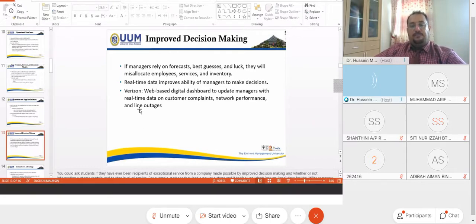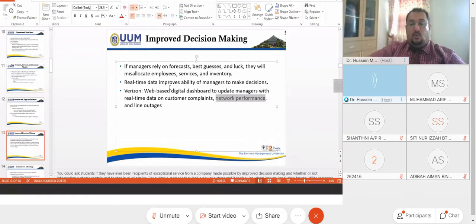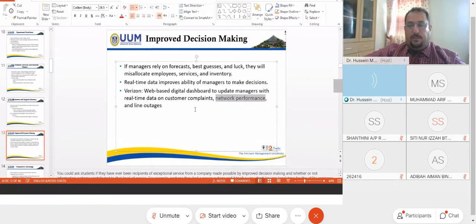Other thing, for example, there is a website digital dashboard to update manager with real-time data on a customer complaint. You have your own strategy. You would like to look for customer complaint and network performance to see what is the performance of the company. So how to do that? We have to have a good information system which can help to reach our customer well.